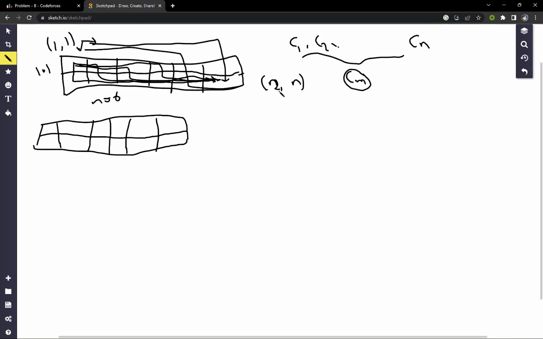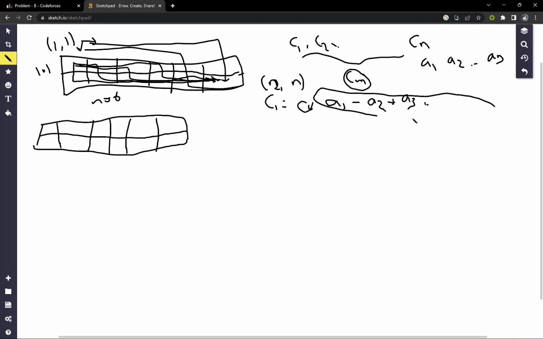And we have defined the coins or cost for each path as, suppose we go from a1 then a2 to an, then the cost is a1 minus a2 plus a3, that is plus minus up to all. This will be our cost, right? So suppose we name these cells as 1 2 3 4 5 6, and this is 7 8 9 10 11 and 12.